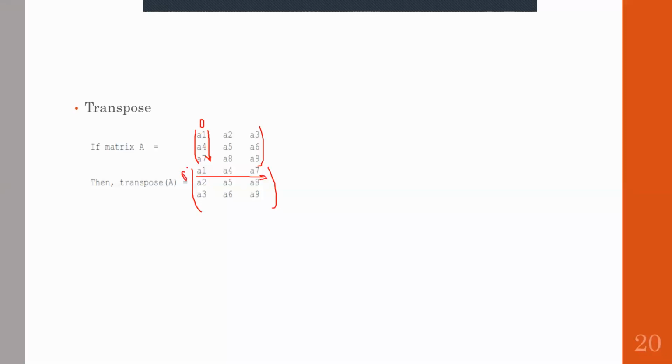This becomes the 0th row. So similarly, column 1 is converted to row 1 elements, and the last one, column 2, will be row 2. You are interchanging the rows and columns of the matrix in a transpose. So now let us have a look at the program which is associated with these three things.